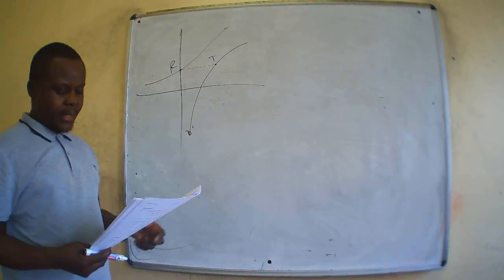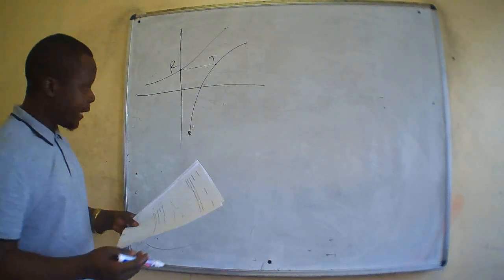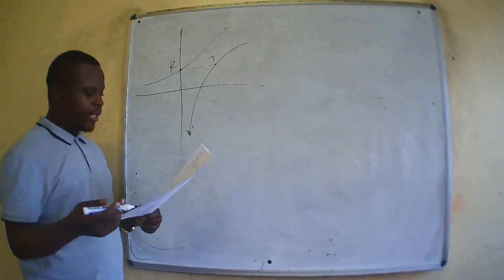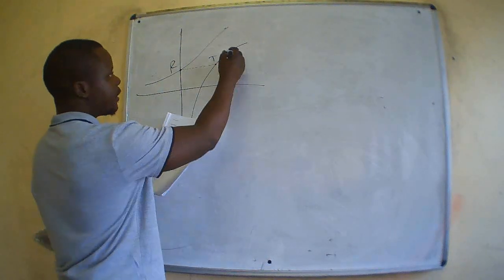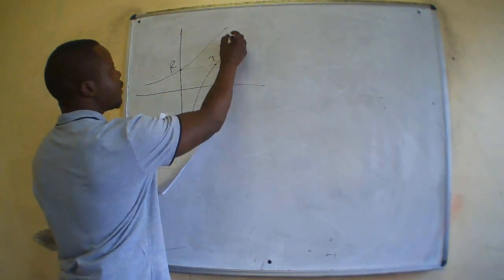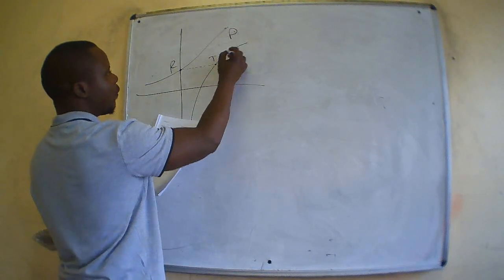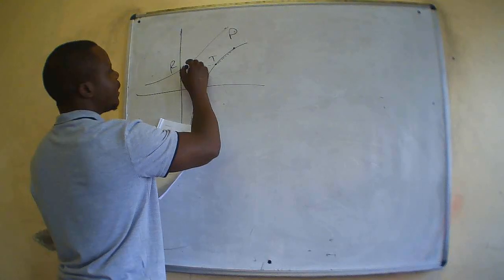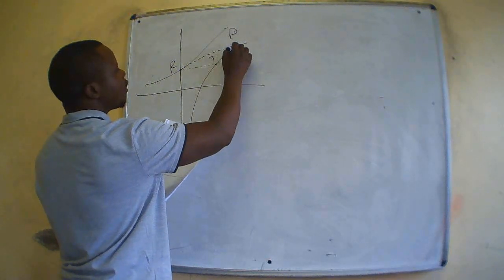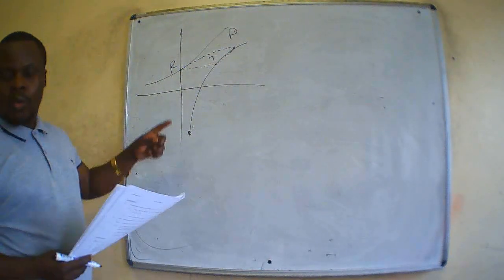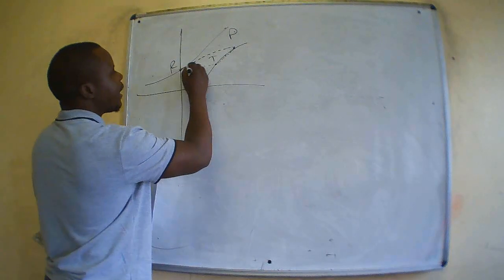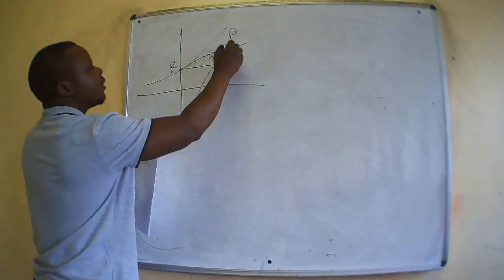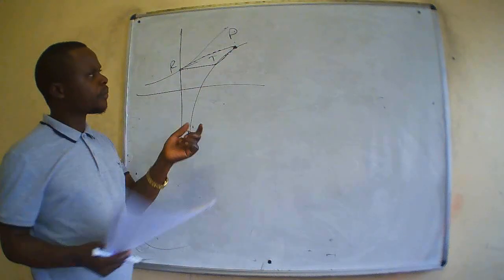So what's next? The question is to calculate the area of RTP. Our P is still on the same point. This is our point P. So we make another one. Then we have a triangle that looks like this. So we have a triangle here, our triangle RTP, with P at this point.